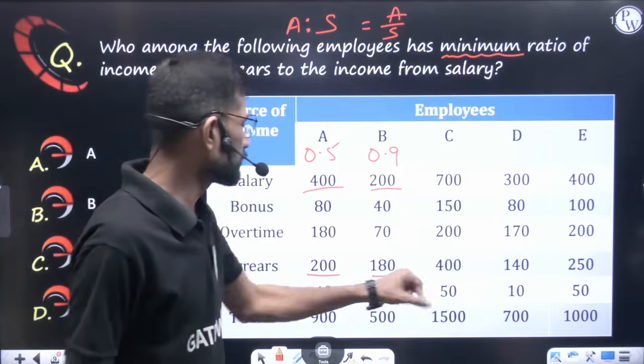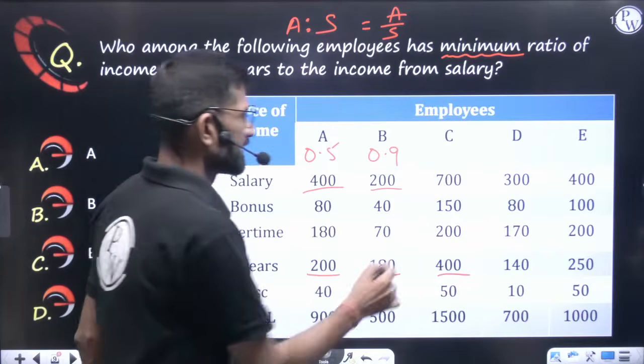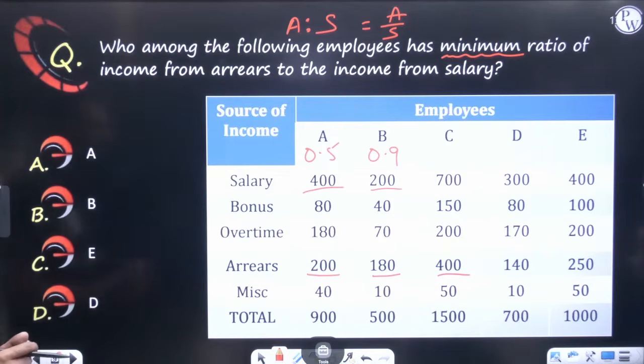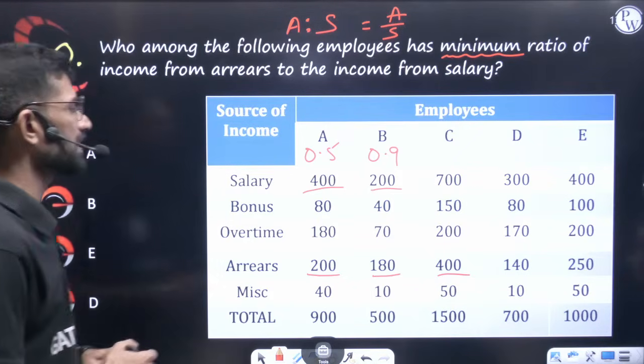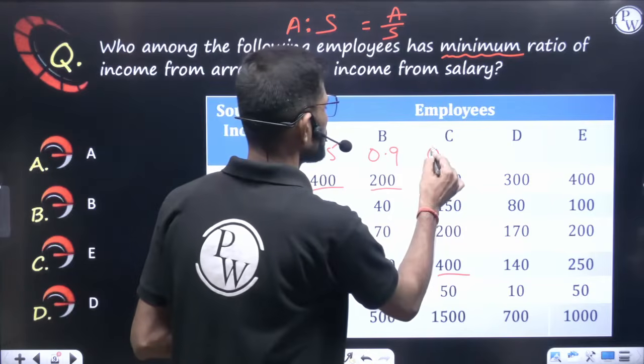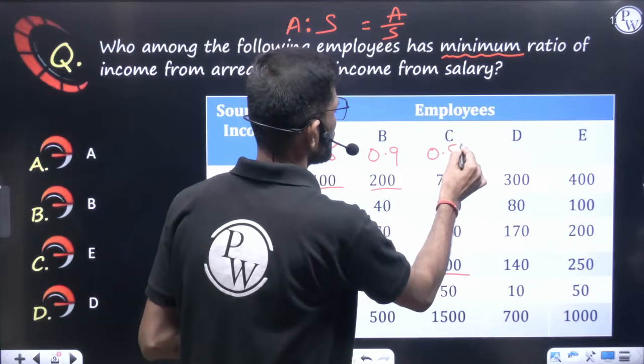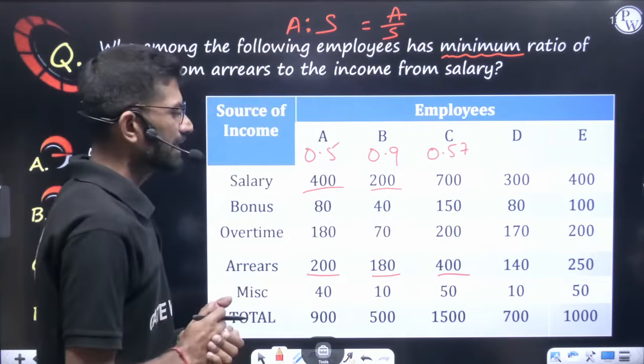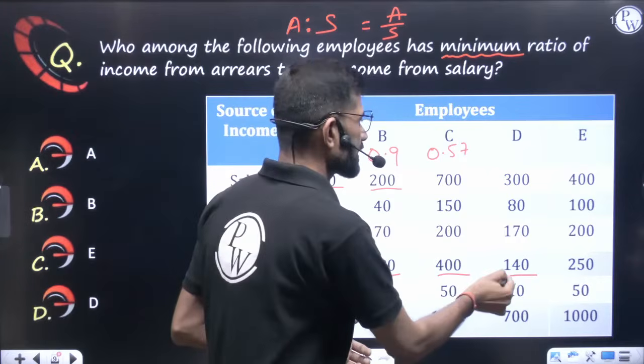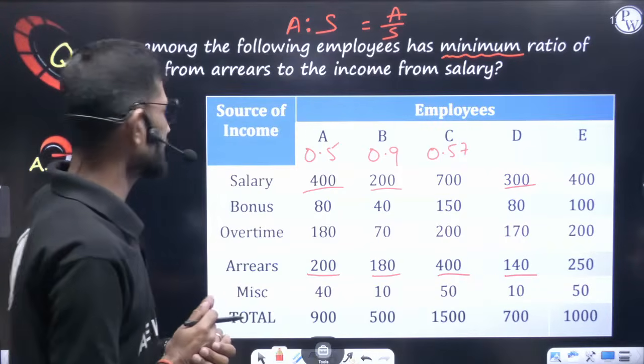Okay, now if you consider the employee C, he is getting 400 and his salary is 700. So 400 by 700 is actually 4 by 7. 4 by 7 means how much it will be coming? 0.57, something like that.